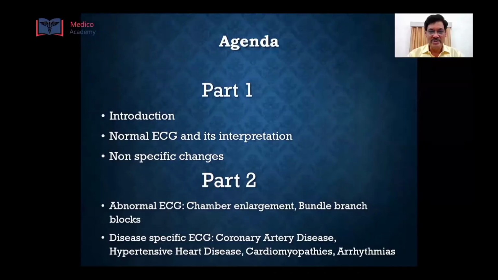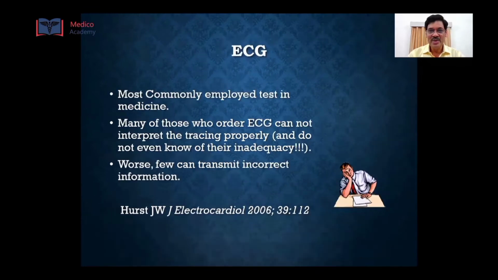Part 2 of the tutorial will discuss the abnormal ECG and certain disease-specific ECGs, such as coronary artery disease, cardiomyopathies, and arrhythmias. As we know, it's the most commonly employed test in medicine, and many of us who order ECGs actually cannot interpret them correctly, and we are not even aware of this inadequacy. Sometimes we can transmit incorrect information as well, which may lead to disaster.